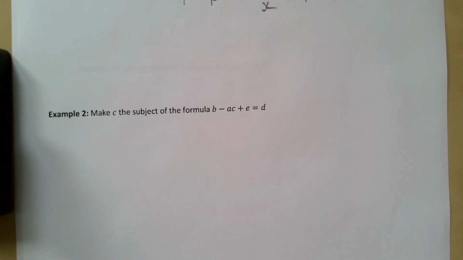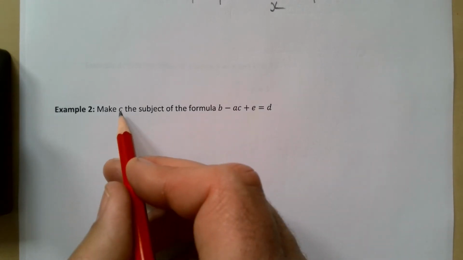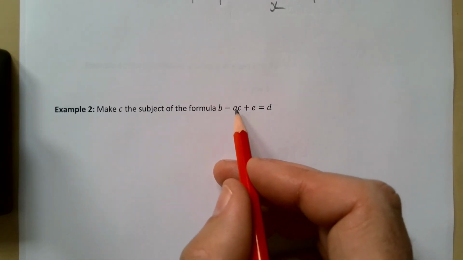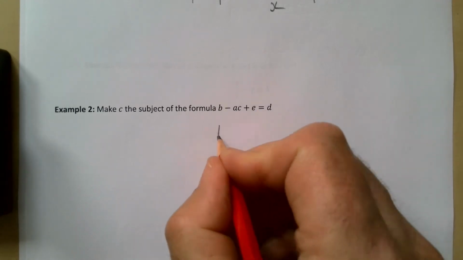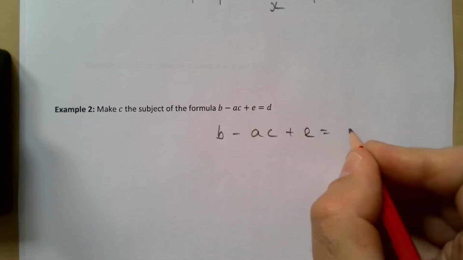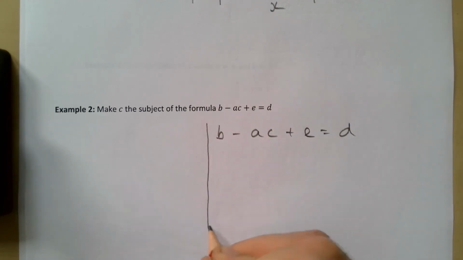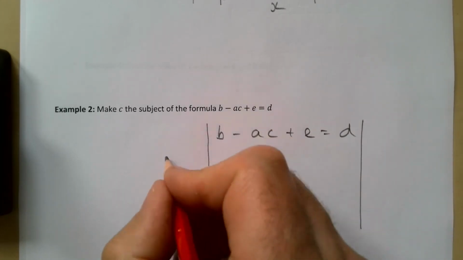Example 2, make c the subject of the formula. b minus ac plus e equals d. There's a wee thing in my head. I like the letter I'm trying to work out to be a positive. You can do it the other way around, but it just can make your life a wee bit more awkward. So b minus ac plus e equals d. In my first step, I am going to add ac to both sides.